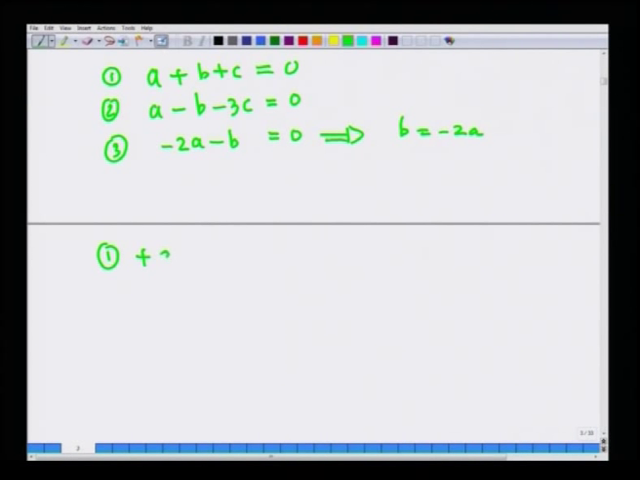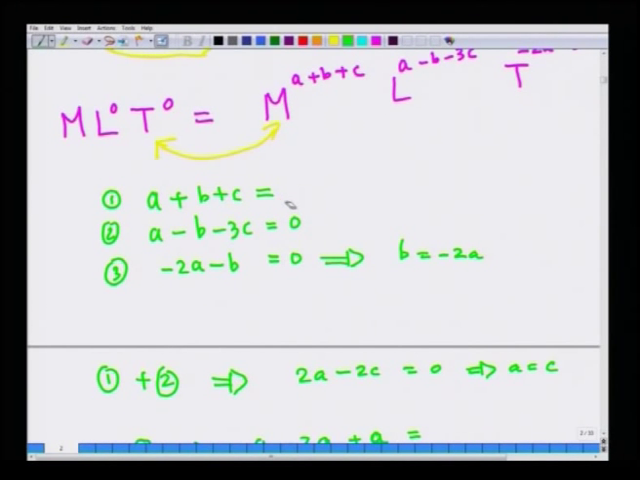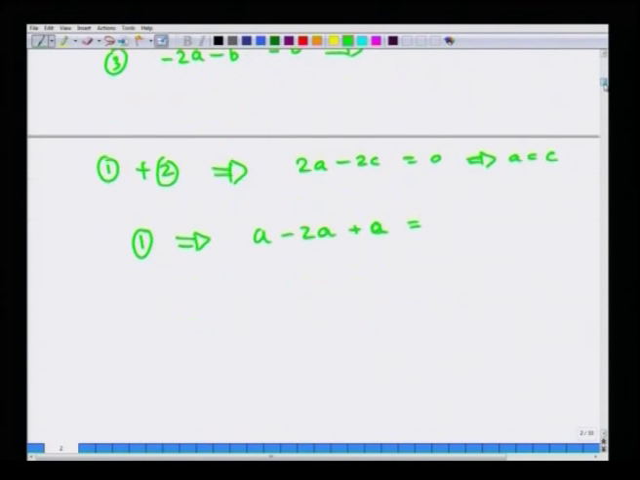Now, 1 plus 2 implies 2a minus 2c is 0, or a equals c. So, equation 1 then implies a plus b, where b is minus 2a, and c is a, is equal to 0. Let me just check this. I am sorry, there is an error here. a plus b plus c is 1, because the exponent of M is 1. So, a plus b plus c should be 1, but this is 0. So, this is inconsistent. The equations are inconsistent.